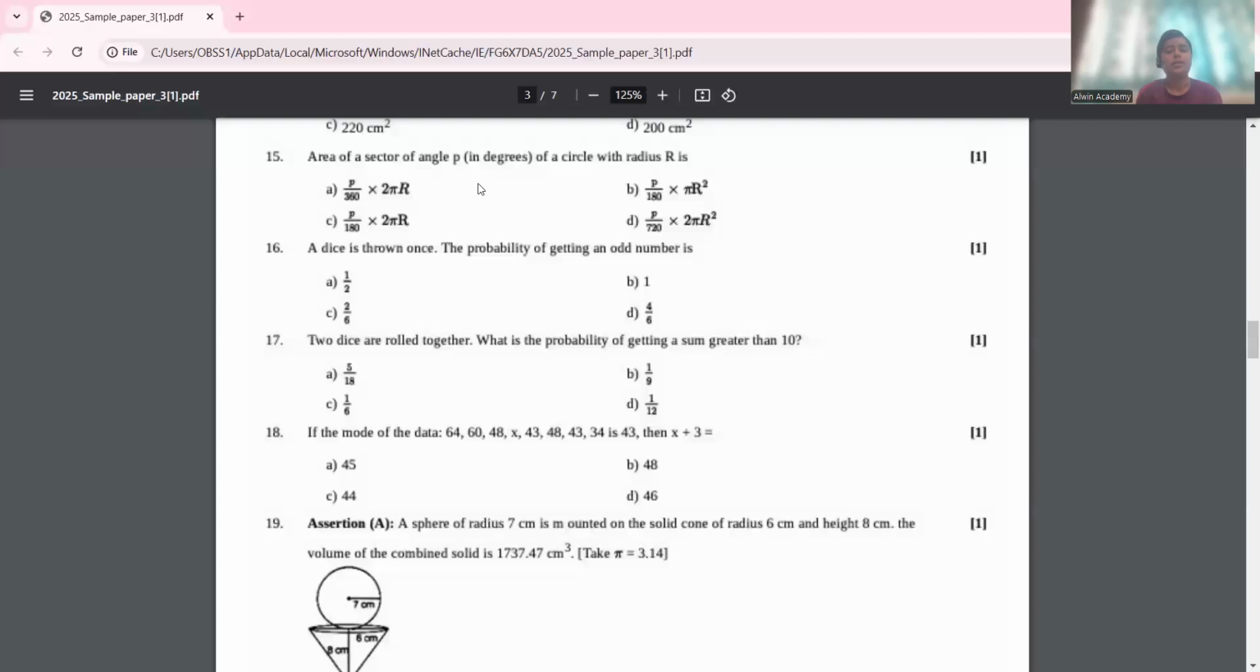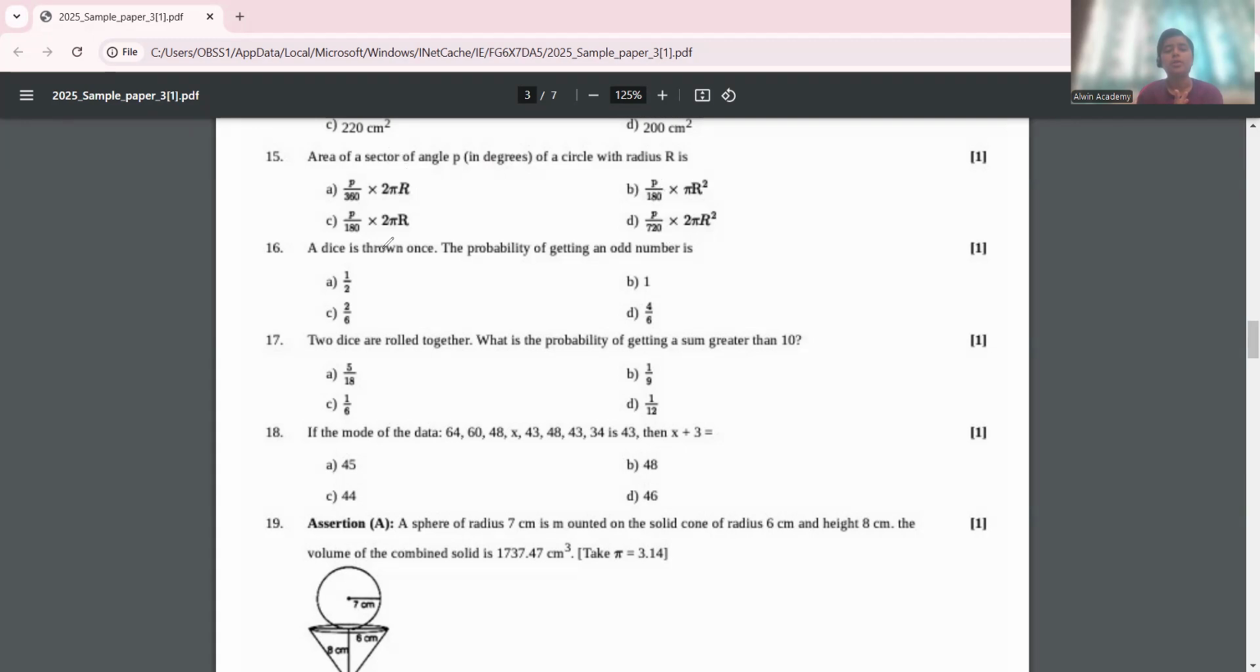Area of sector of angle P in degrees of a circle with radius r is. Now, basically, it is the formula theta by 360 into pi r square, but none of the options is that. So we check out whether something is an equivalent of it. Now, looking at the first option, we cannot in any way make it theta by 360 into pi r square. Here, if we see, everything is correct, but this is 180 degree, which is not acceptable.